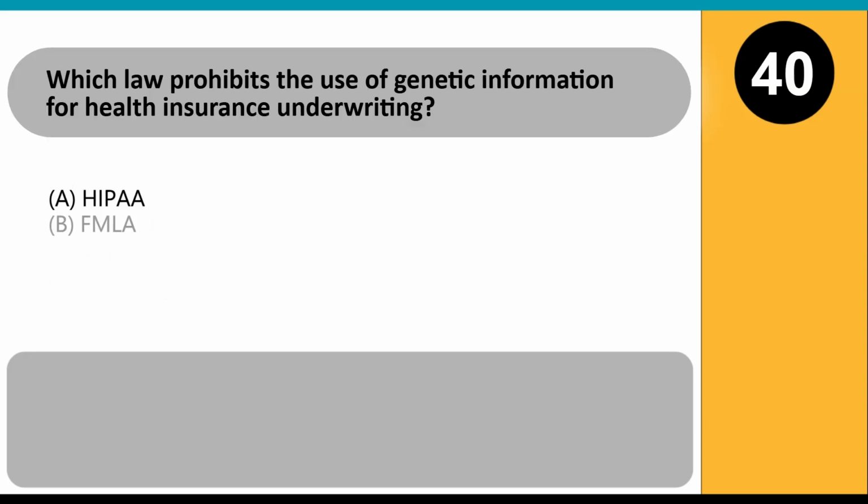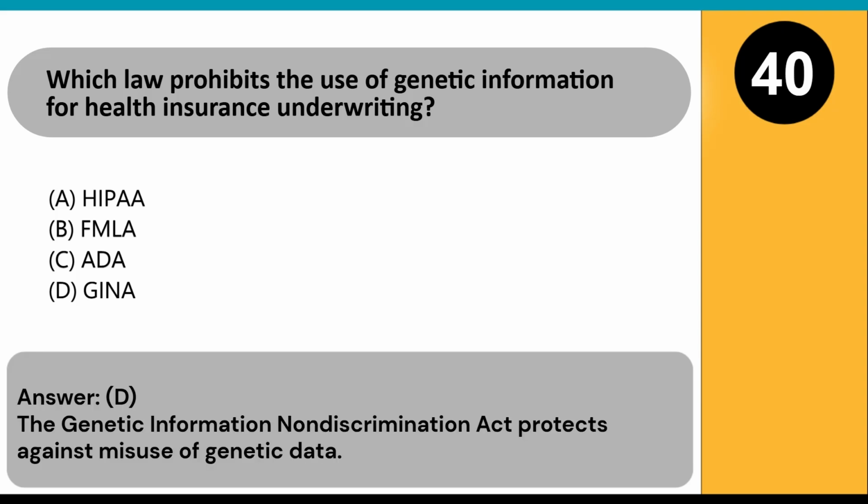Which law prohibits the use of genetic information for health insurance underwriting? A. HIPAA. B. FMLA. C. ADA. D. GINA. Answer D. The Genetic Information Non-Discrimination Act protects against misuse of genetic data.